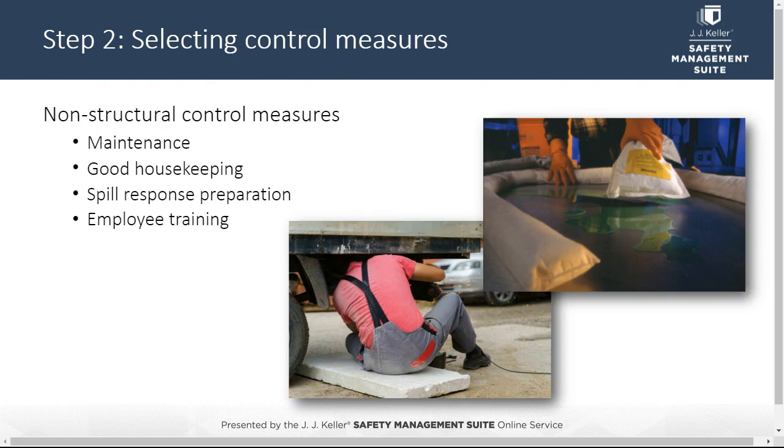Preparing for spill response and creating procedures to quickly address leaks is an important non-structural control measure that reduces the chance of stormwater contamination. And employee training is an effective non-structural measure that is both required and can help reduce potential pollutant discharges.